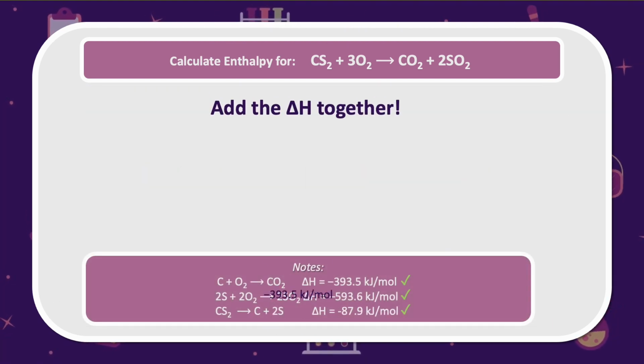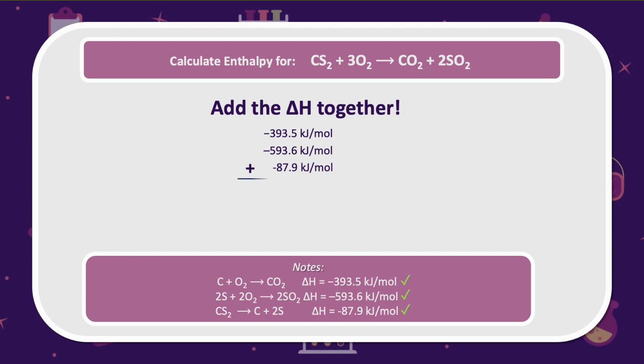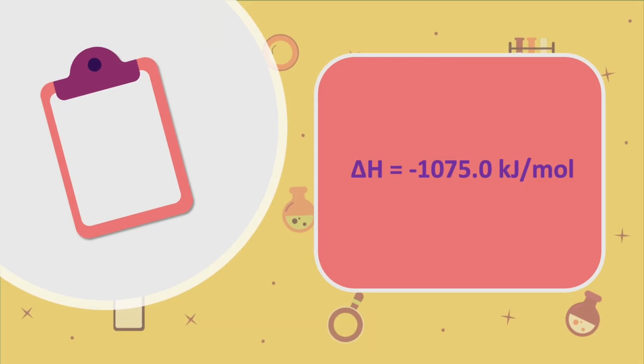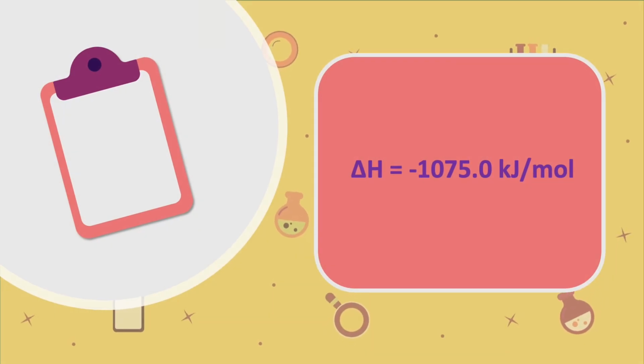The final total enthalpy is calculated by adding the heat of reaction of the three adjusted equations mentioned above. Negative 393.5 kilojoules per mole plus negative 593.6 kilojoules per mole plus negative 87.9 kilojoules per mole. The final total enthalpy is negative 1075.0 kilojoules per mole.